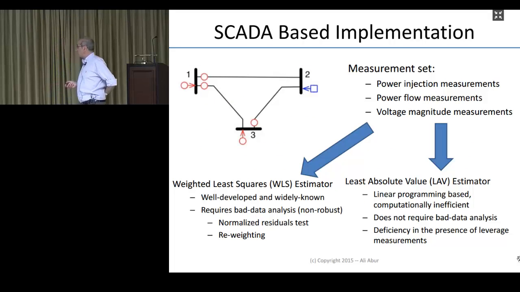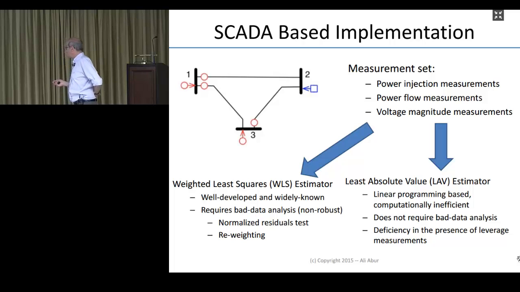So there are two summary slides just to wrap up what I tried to say so far. This one is the SCADA-based implementation. So this is the conventional implementation. And over the past 30, 40 years, this is what we have been doing. In this sort of implementation, where the measurements are flows, injections, voltages, and so forth, weighted least squares is definitely a preferred alternative because it's well developed, widely known. We know it's non-robust, but we can do normalized residual tests, and also we can apply reweighting. Any of these things will work to identify, detect, and remove bad data.